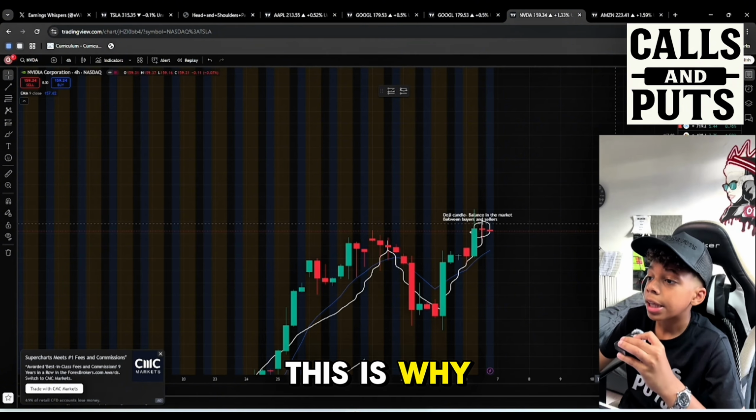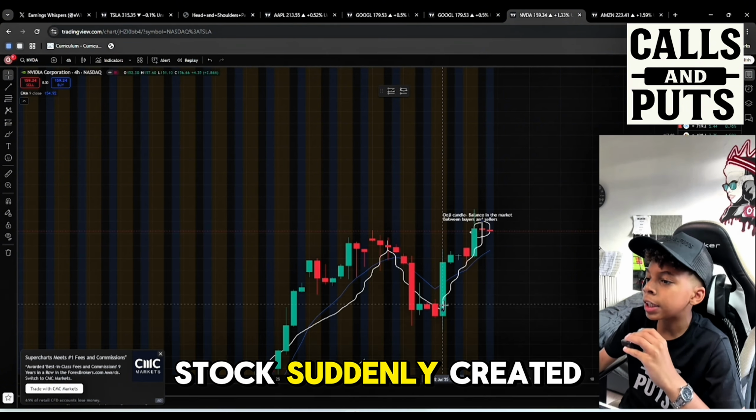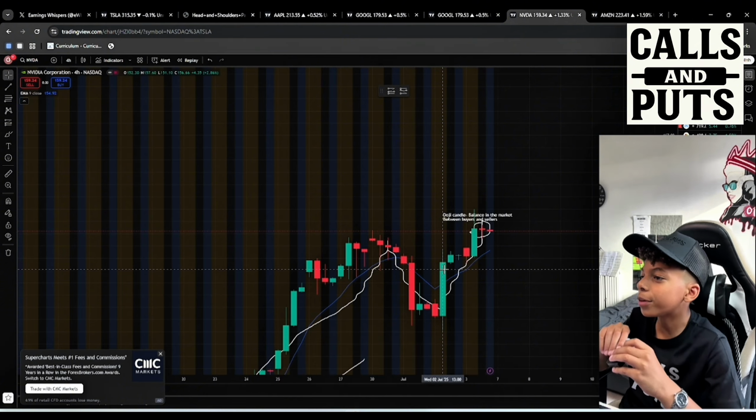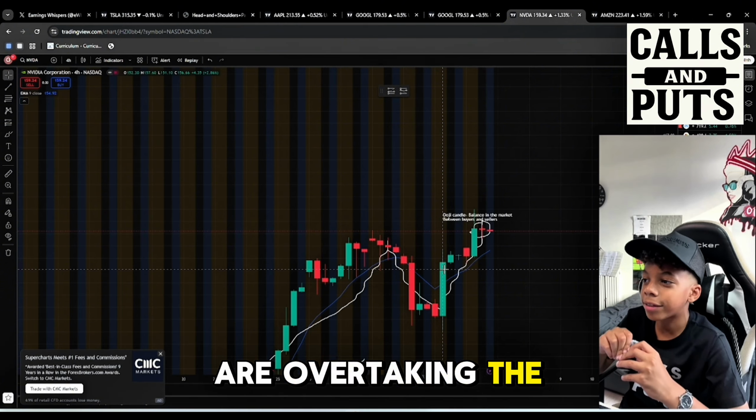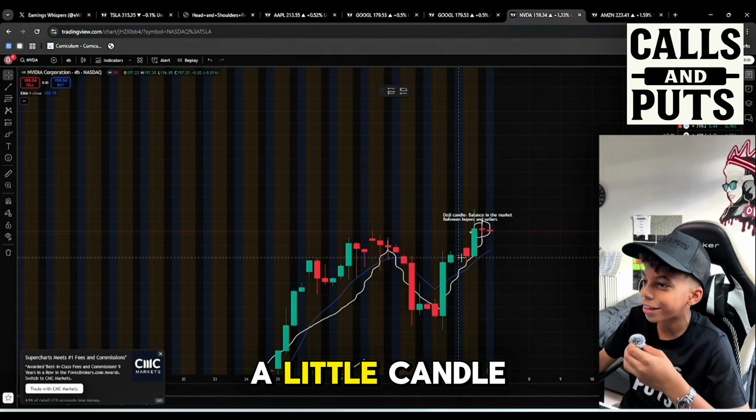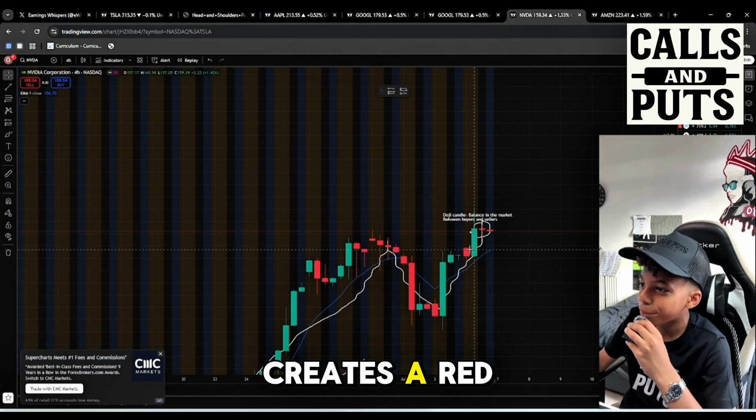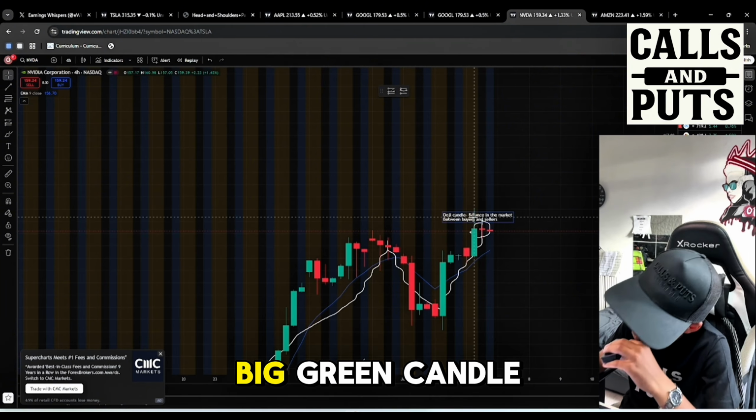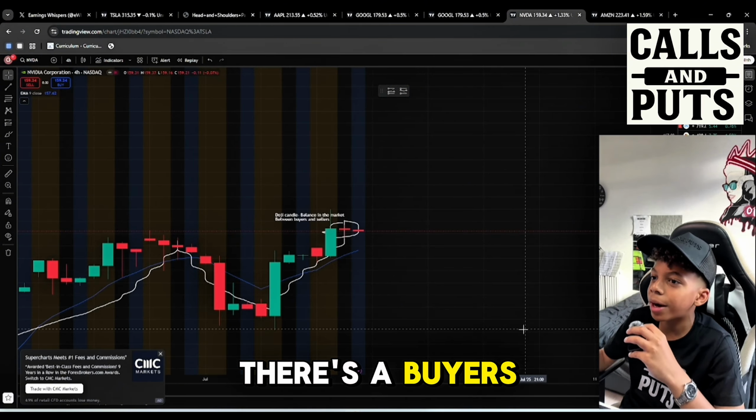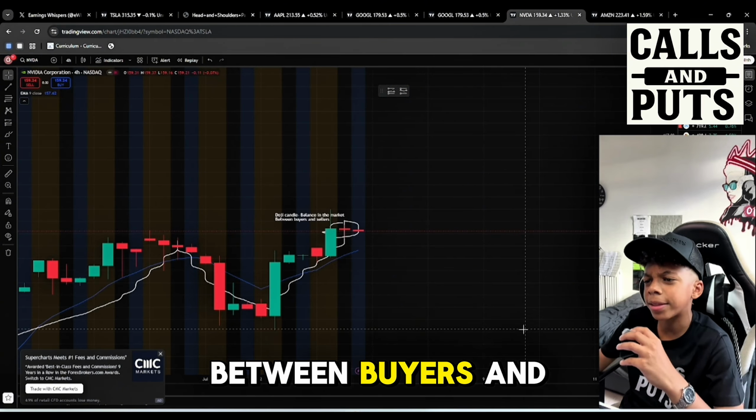This is why. The stock suddenly created a huge green candle, which just indicates that the buyers are overtaking the sellers. And then it continues, creates a little candle here, creates a red candle, creates a big green candle. But suddenly you see a doji candle. This means that there's a balance in the market between buyers and sellers.